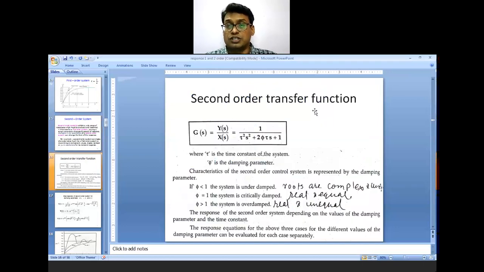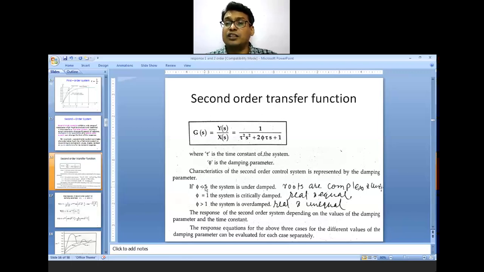That is more concerned. So this is our second order transfer function, 1 upon tau square s square plus 2 phi tau s plus 1. Now tau is your time constant and phi is the damping parameter. Now this phi damping parameter will have different values. May have the value of 0. That means it is undamped. Phi equals 0, that is undamped.